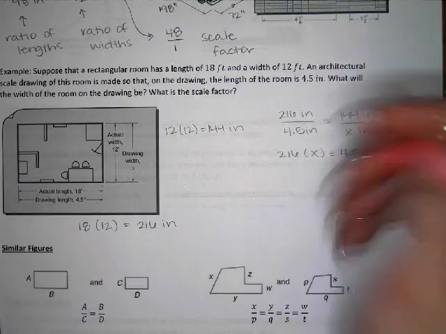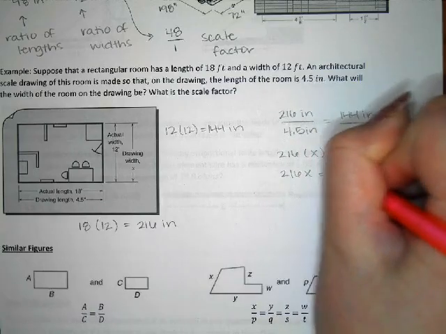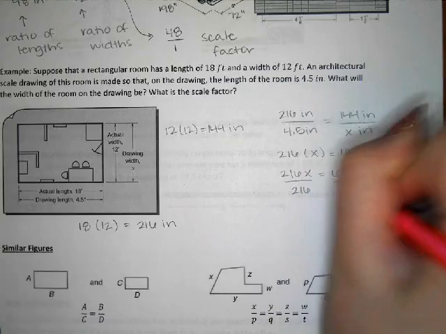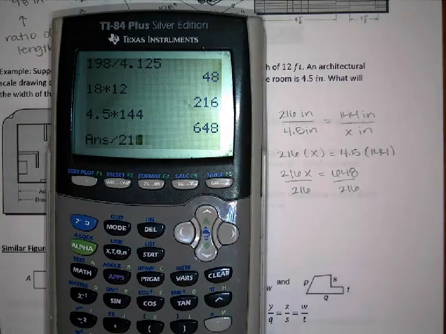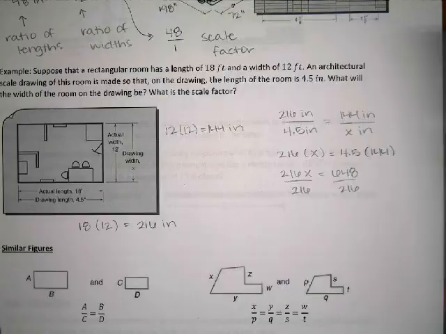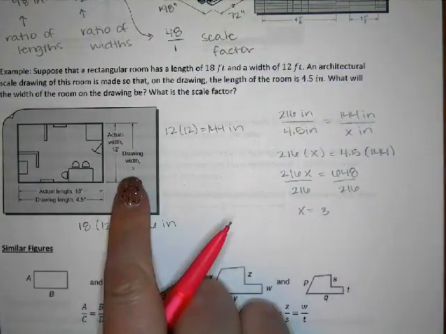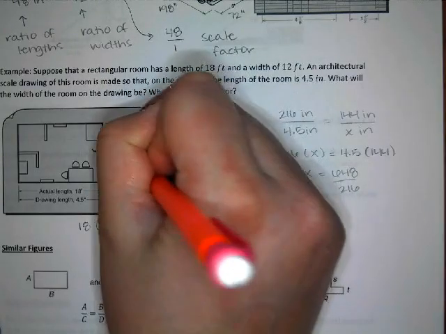$648. And then I'll divide by 216 to get the x alone. And I get 3. So the width of the drawing is 3 inches.